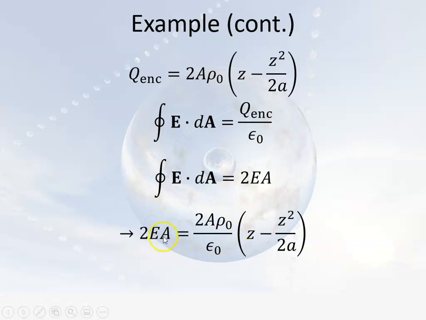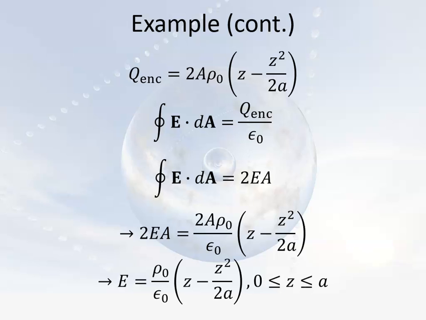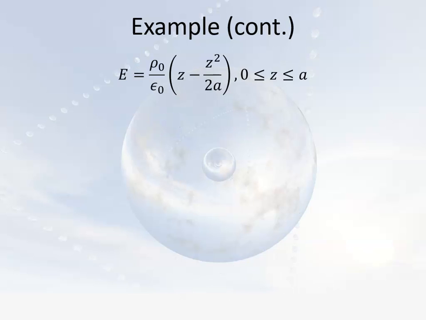The left side is 2EA, and just like in our prior example, the A's cancel. The A's will always cancel if you've done Gauss's law right for planar symmetry. The 2's also cancel in this example. So that just leaves E alone, and we have rho naught over epsilon naught times z minus z squared over 2a, as long as z is between 0 and a, or actually, I should really say as long as plus or minus z is between negative a and a. So there it is inside of the slab, all the way out to the edge of the slab.